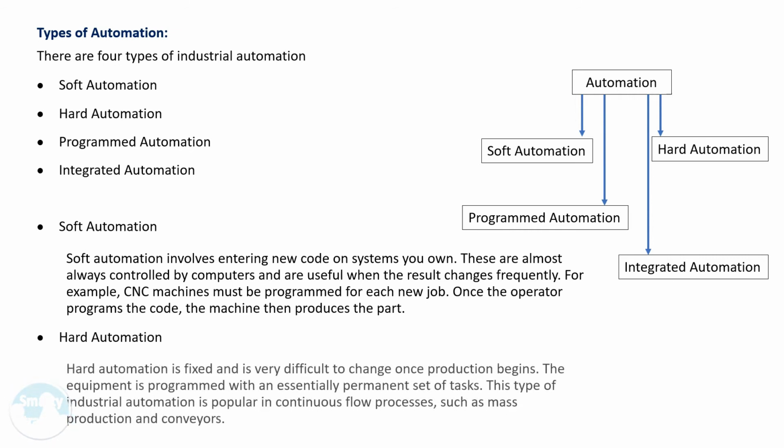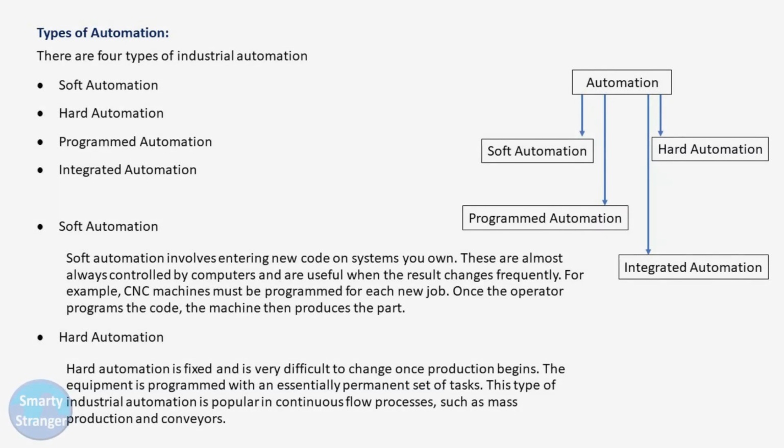Hard automation. Hard automation is fixed and is very difficult to change once production begins. The equipment is programmed with an essentially permanent set of tasks. This type of industrial automation is popular in continuous flow processes, such as mass production and conveyors.